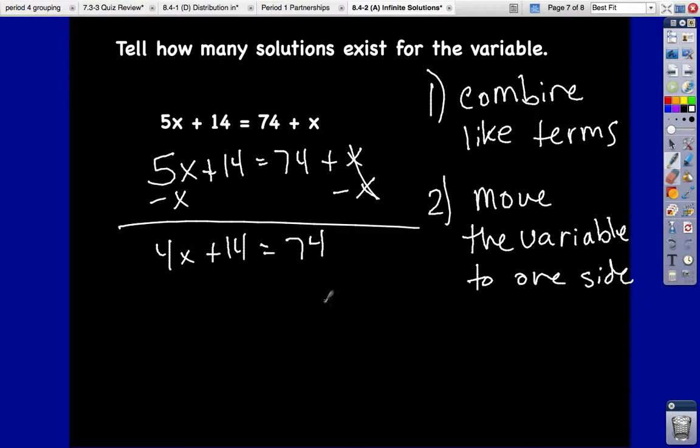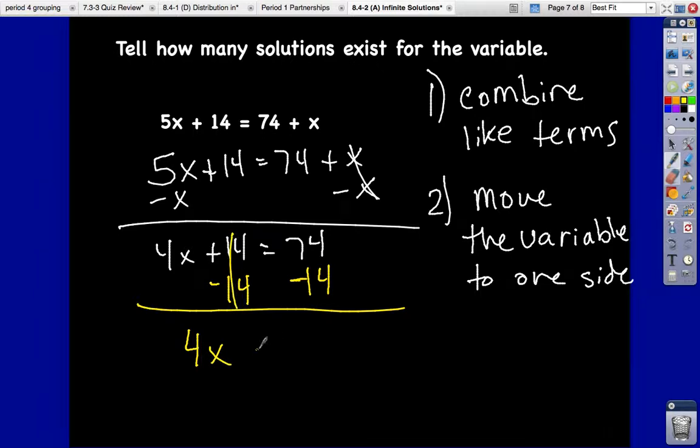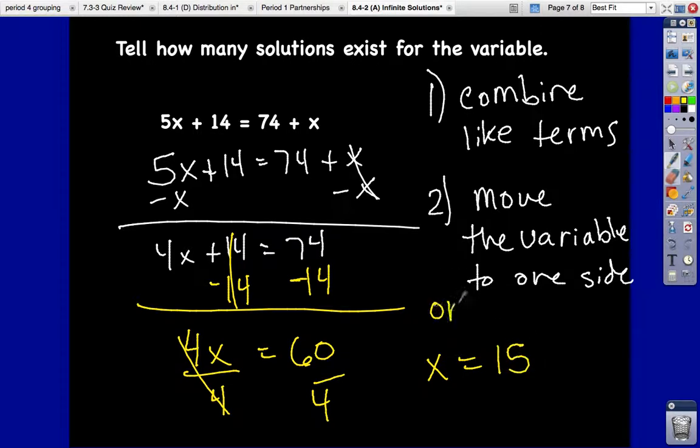And now it's just a normal two-step equation. I'm going to change colors here. I'm going to subtract 14 from both sides now to solve for x. Okay, so now I'm left with 4x, these canceled, equals 60. And I divide both sides by 4, and I end up with x equals, these cancel out, x equals 15. So in this particular case, only one solution exists, and it's x equals 15.